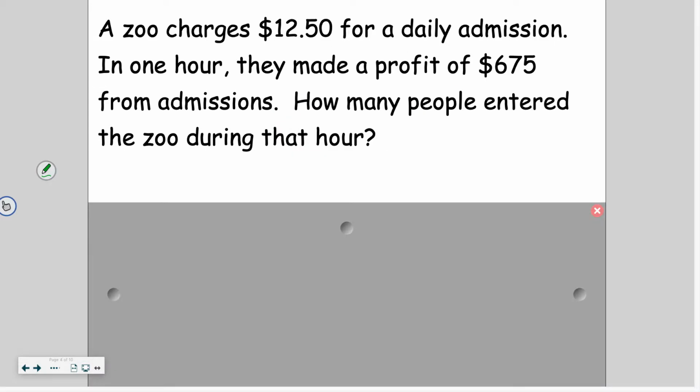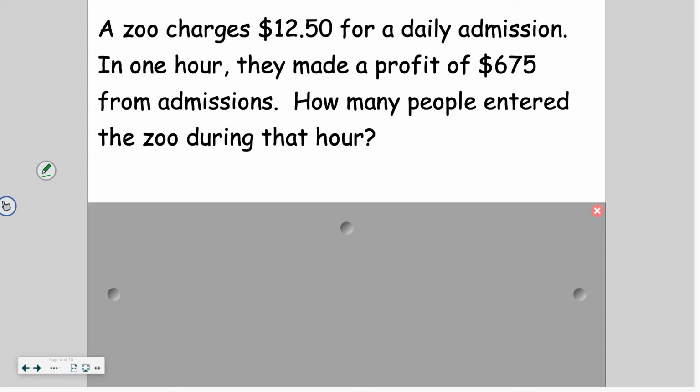Now we're going to look at a word problem. We've got a zoo charges $12.50 for daily admission. In 1 hour, they made a profit of $675 from admissions. How many people entered the zoo during that hour? So we need to think about how we're going to set it up. When we are charging things, this is $12.50 per person. Per or each is going to be something that should indicate to you multiplication.